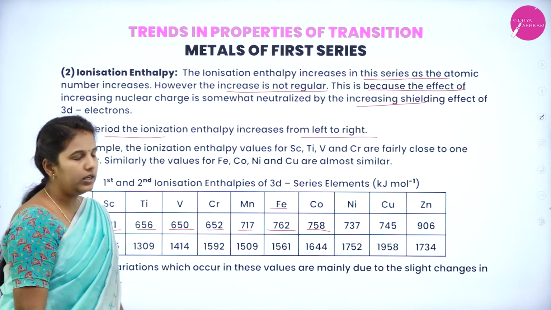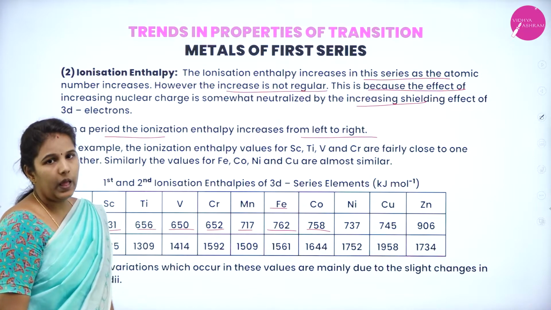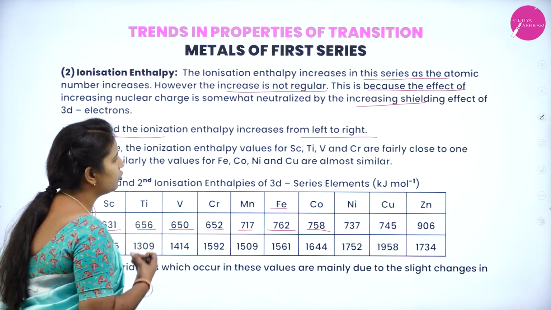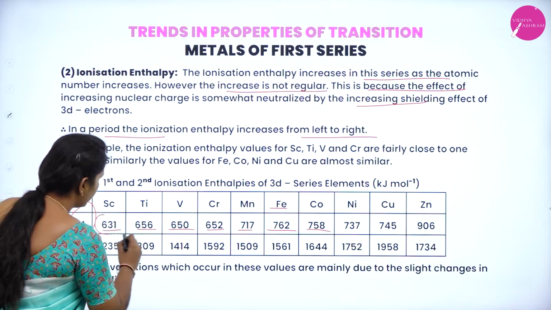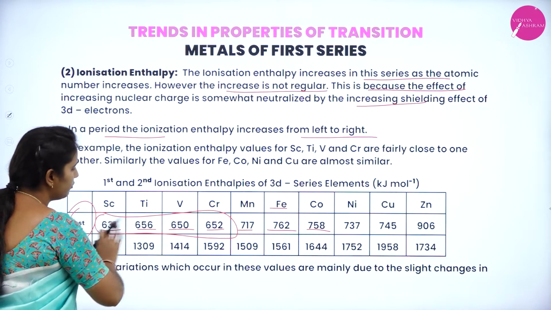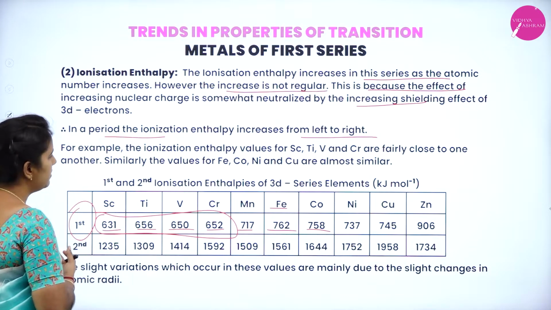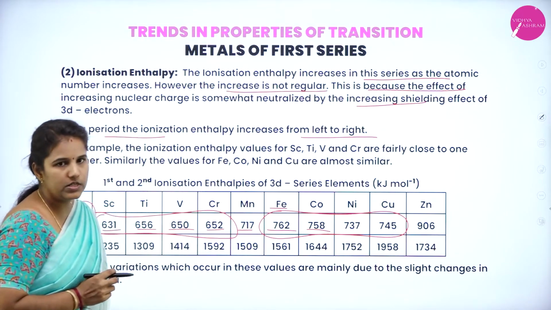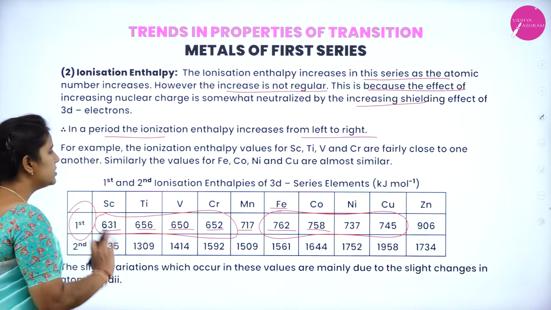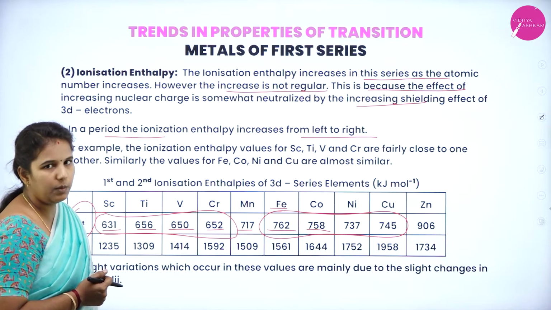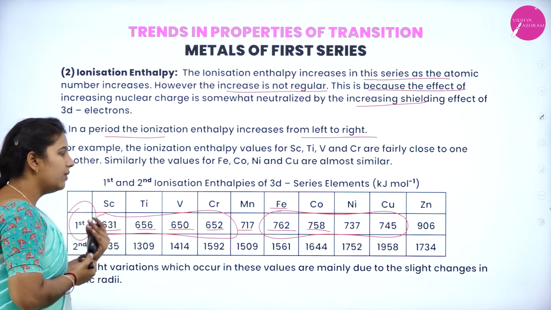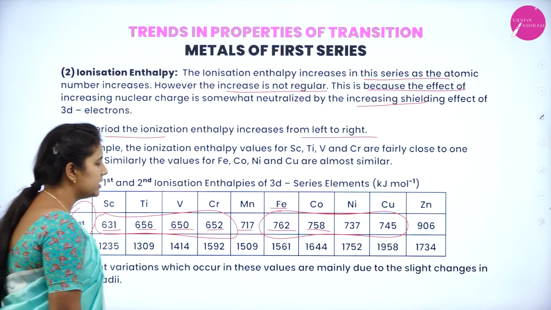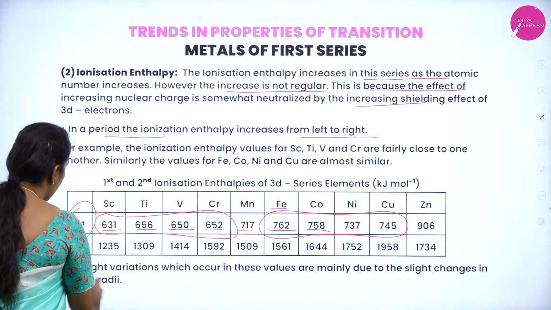There is a sudden increase in the ionization enthalpy. The ionization enthalpy for scandium, titanium, vanadium and chromium is almost close. From scandium to chromium, the values fall around the 600 range, and similarly from iron to copper, the values are found around the 700 region. So this shows that the first and second ionization enthalpy of the transition elements increases as we move left to right in the periodic table. The slight variations in these values are mainly due to slight changes in the atomic radii.